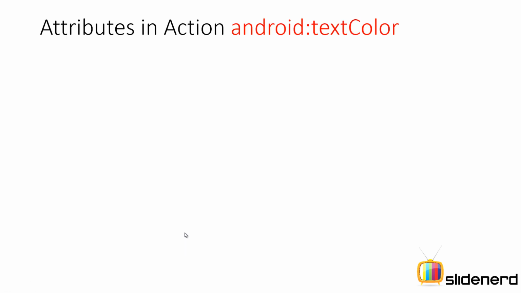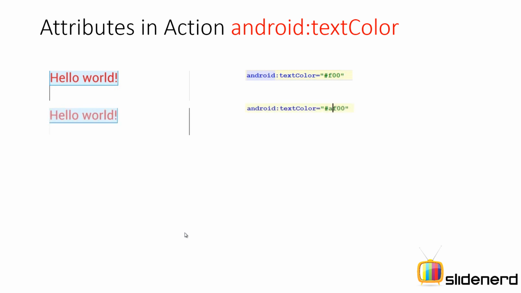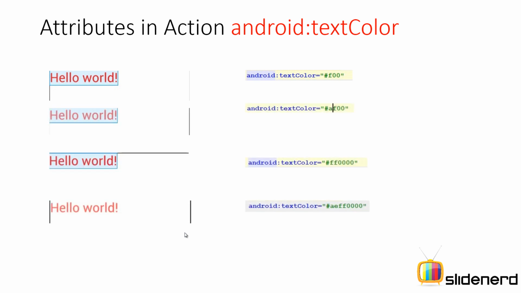Next, let's discuss the text color, which is our third attribute. You can have something like this where RGB, or you can have ARGB or RRGGBB, and the same thing with AARRGGBB, right? These are the 4 different ways you can give color. Now there's also a 5th way of doing that.